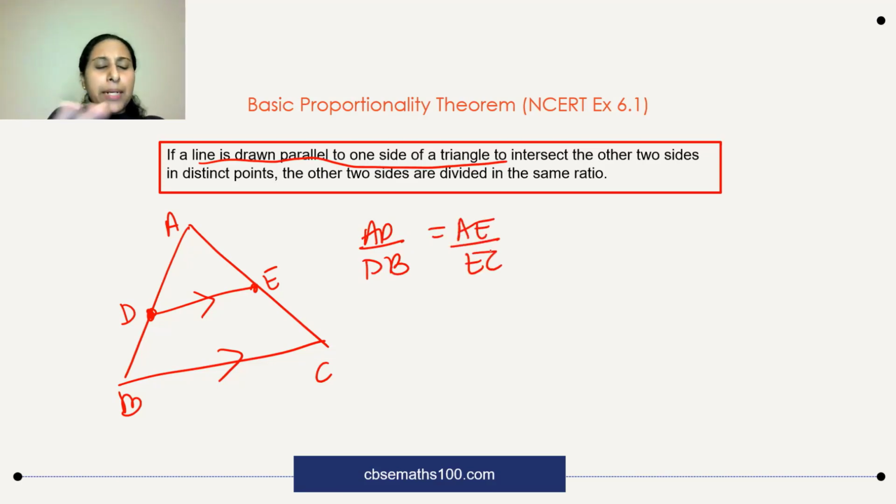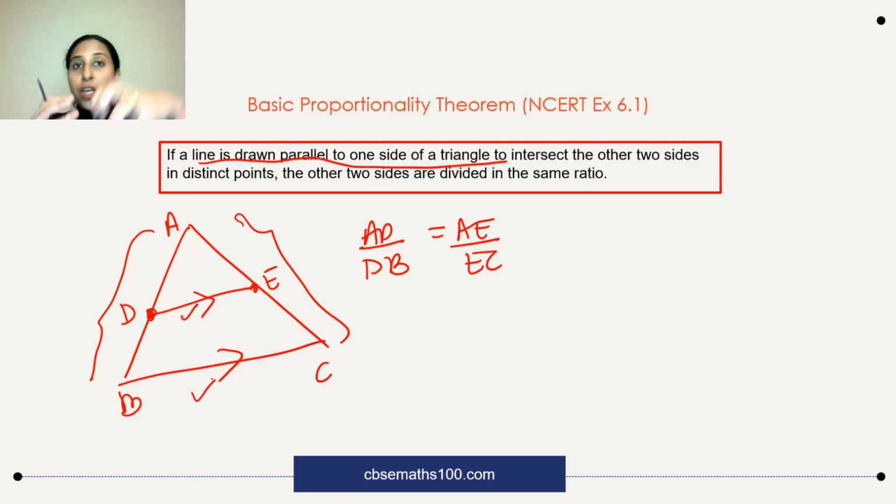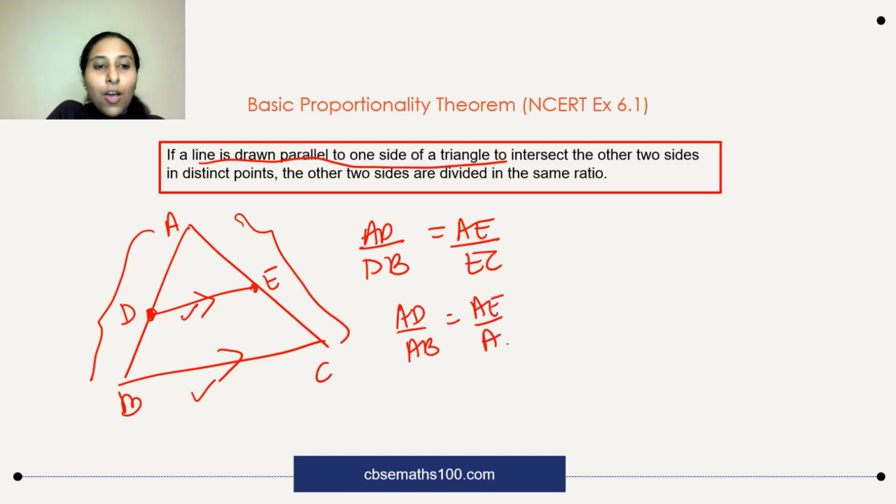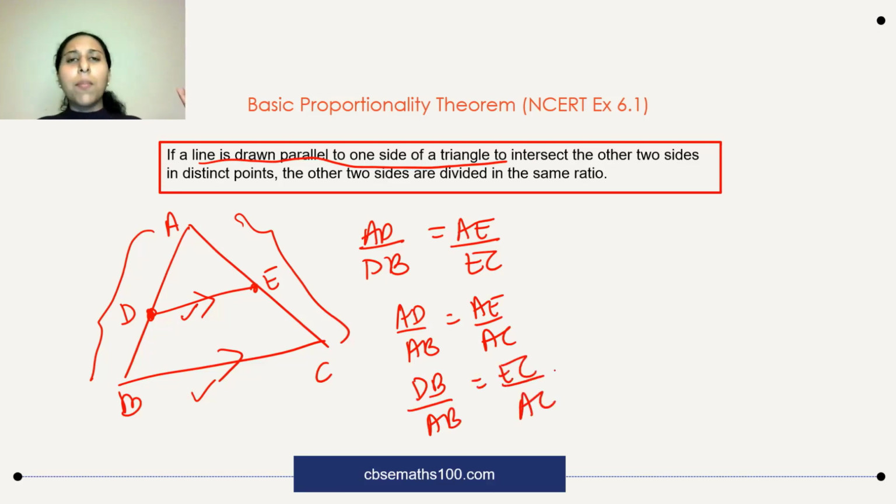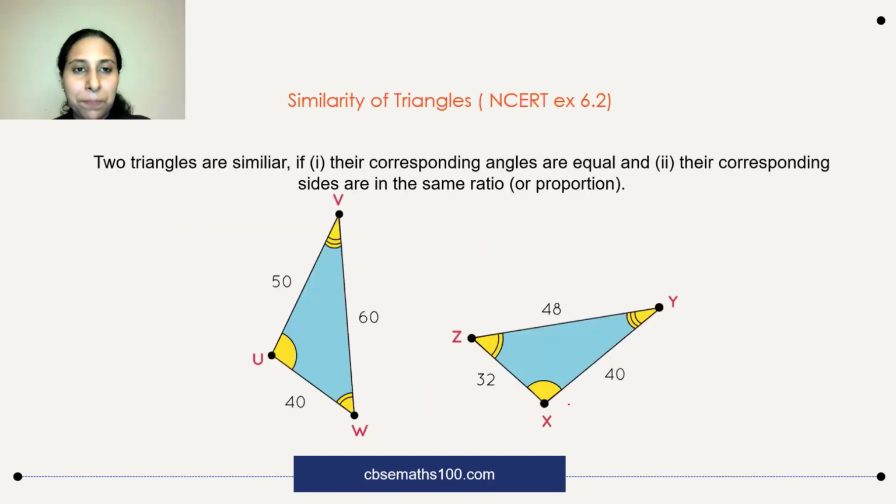Please remember, when we are using BPT, we are only looking at these 2 sides where the parallel line is intersecting. We are not going to look at DE and BC itself. We are not going to get directly a relation between DE and BC. You are going to have AD by DB equals AE by EC, or AD by AB is equal to AE by AC, or DB by AB is equal to EC by AC. All these combinations are possible. And if any one of these is true, then by the converse, we can say that the line must be parallel. Okay, so remember this for the BPT theorem.